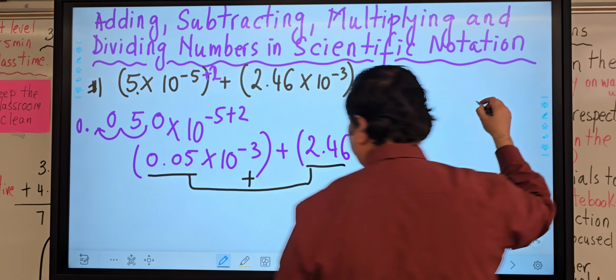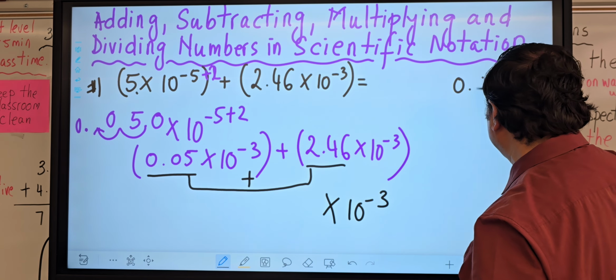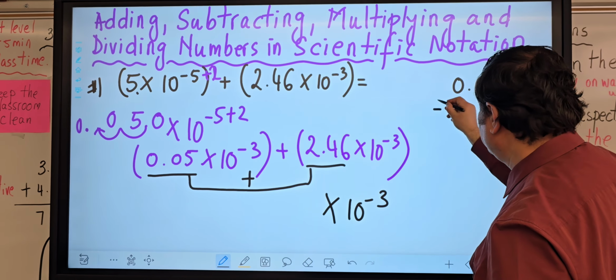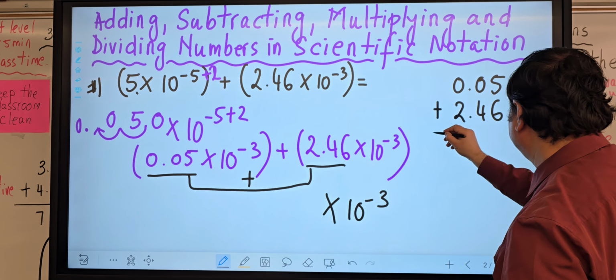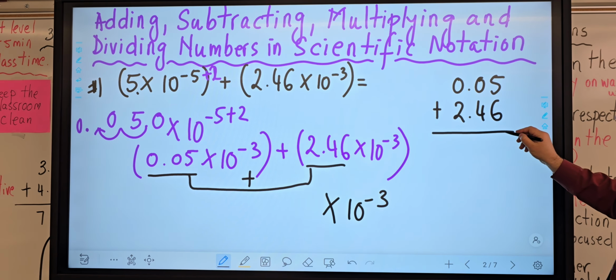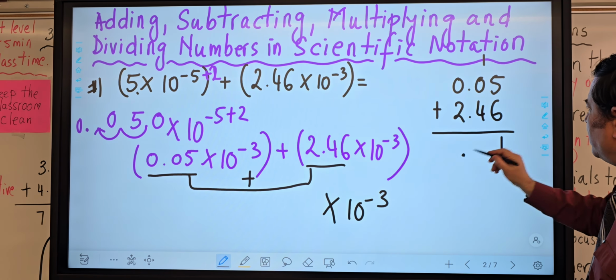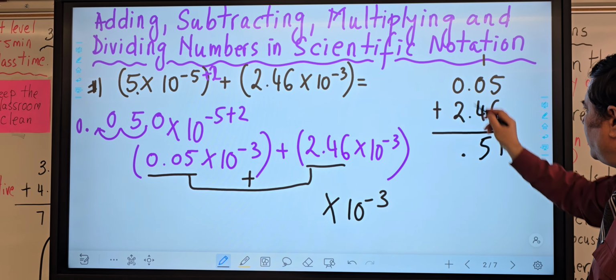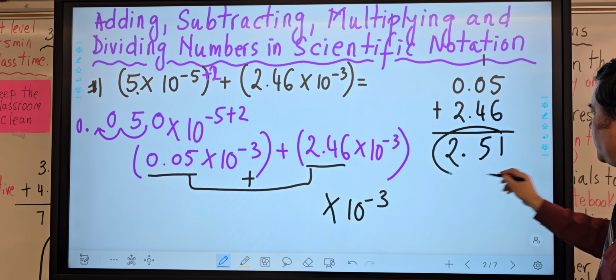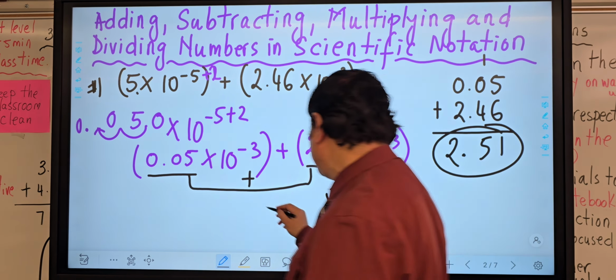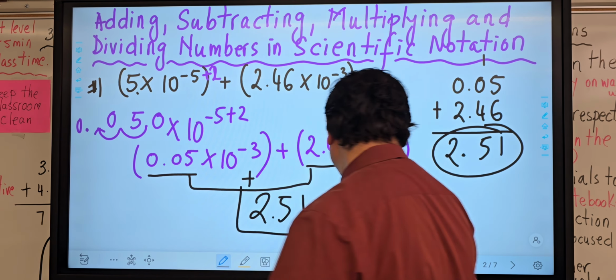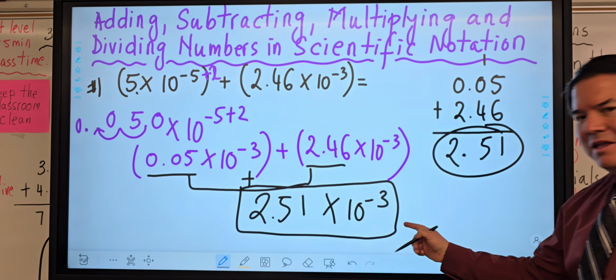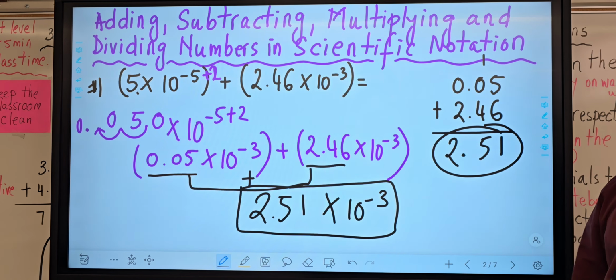Let's add this by the side. So we have 0.05 plus 2.46. 6 plus 5, 11. 1, carry the 1. 4 plus 1, 5. And 2 plus 0, 2. And this becomes 2.51. So 2.51 times 10 to the negative 3. And this is our final answer.